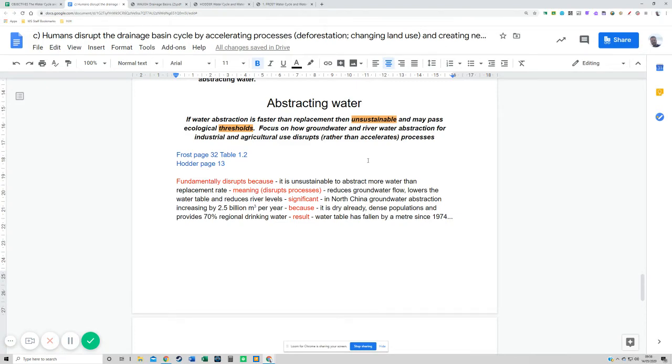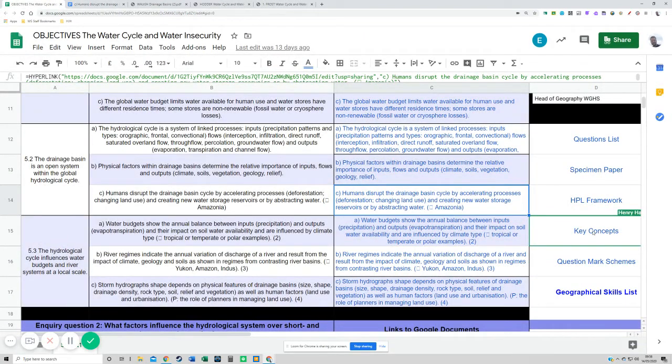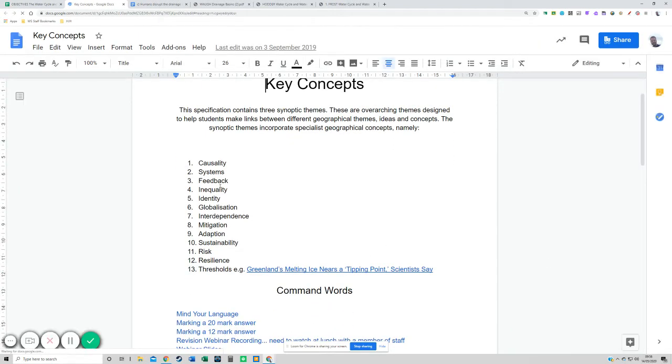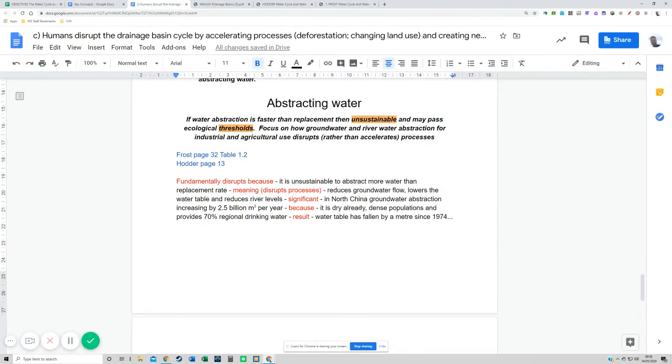Now, the orange words are the key concepts, which, if you remember, I'll just show you where they are again. If you click on key concepts there, you've got a list of them. They're in your exam specification as well, but the examiners want you to use these. So we have the sustainability one there, and we've got threshold, where you go across a certain point and it causes damage. So most ecosystems have a certain level of resilience, and then you get to a certain point, and then you get major damage, and that's crossing a threshold. Resilience itself is another word to use in that. So keep trying to use those words.